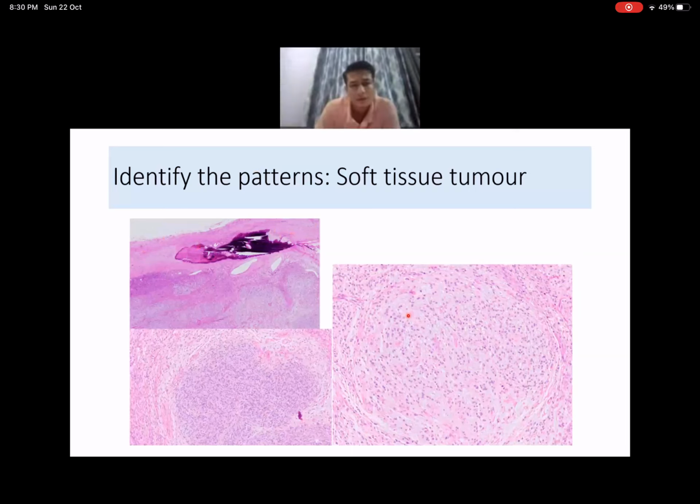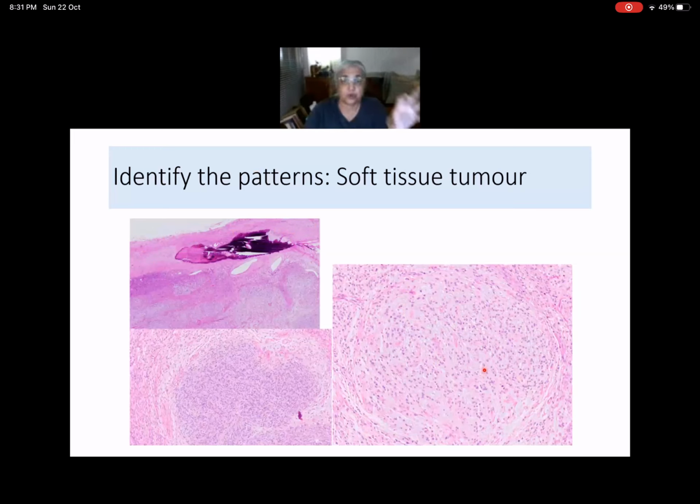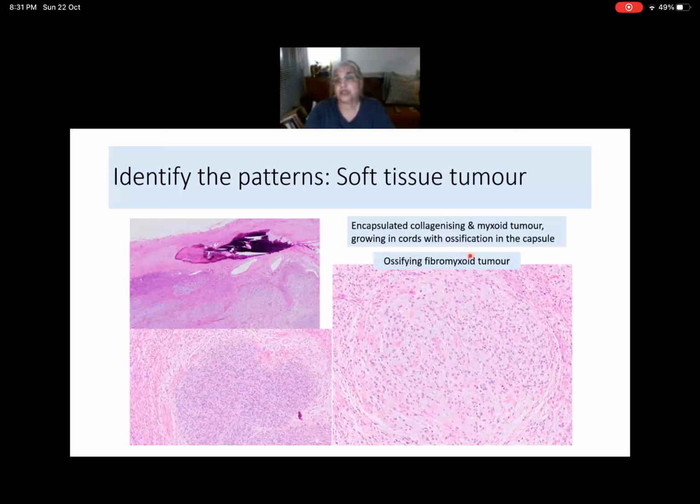Now there is a soft tissue tumor here. Will you identify the pattern? What will you say? Shubhra always identifies this pattern very well. What is this? Capsule, right? Good. So it is encapsulated, solid, and it's in cords, right? You can see cords, and it has a myxoid stroma. The tumor is in cords, and it is in the soft tissues.